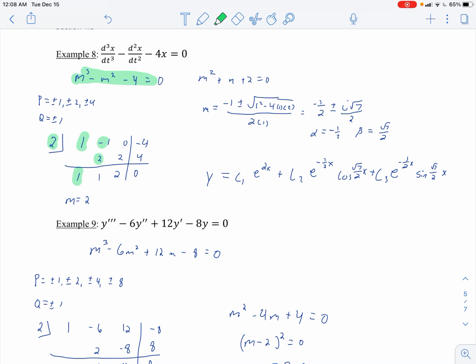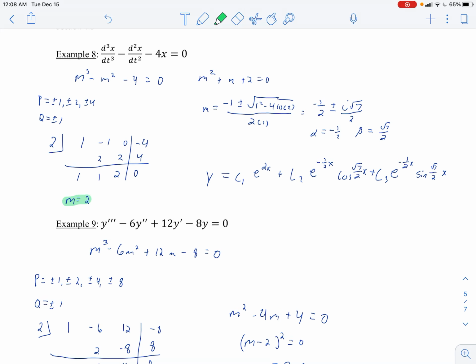Don't forget that. Alright, so take 1, bring it down. 2 times 1 is 2. Add -1 plus 2, it's going to be 1. 2 times 1 is going to be 2. 0 plus 2 is going to be 2. 2 times 2 is 4. Add -4 to get 0. We found a root. So 2 is a root.